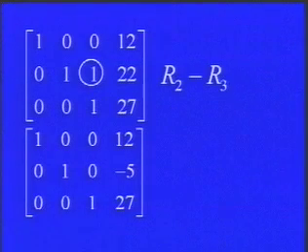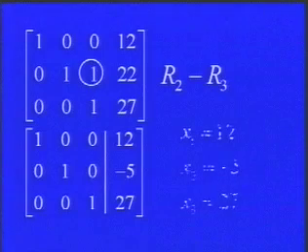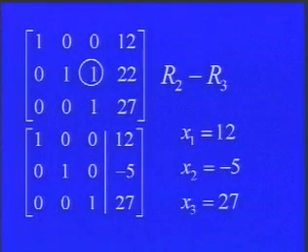We're now ready to write out the solution. Going across, you can see that that says that x1 is 12, x2 is negative 5, and x3 is 27. So the three numbers I was looking for are 12, negative 5, and positive 27. As you saw, that was a unique solution.